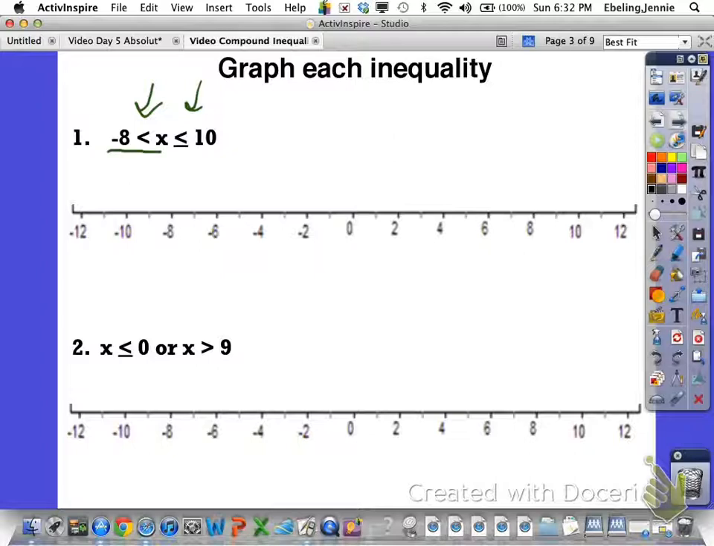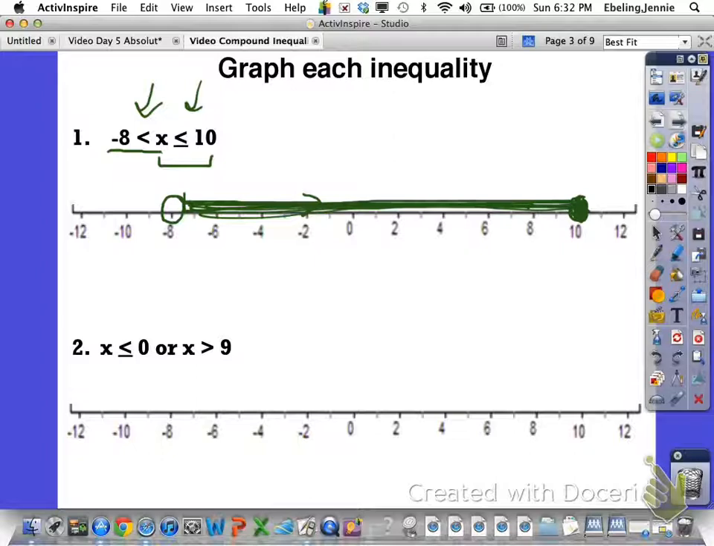So let me take this part right here. x is greater than negative 8. So at negative 8 we have an open circle because there's not an equal to sign. All the values of x that are greater than, I would shade to the right. Now x is less than or equal to 10. I would go to 10, do a closed circle, and shade to the left. But then I'd have to stop at this point and only shade those values in the middle. The values in between these two points, including the number 10, are the only values that satisfy that inequality.